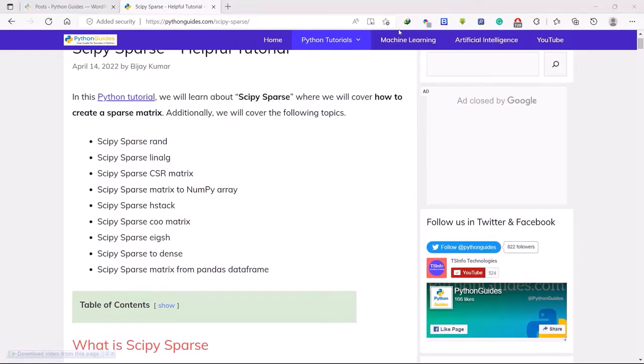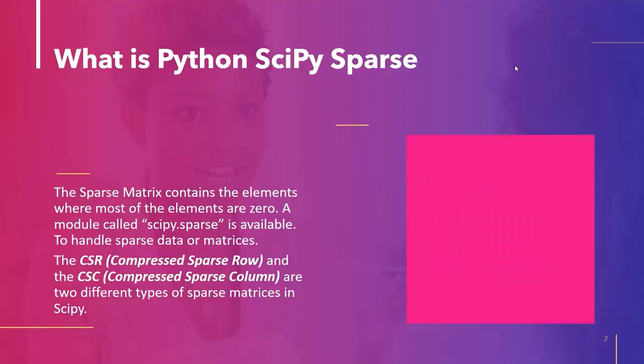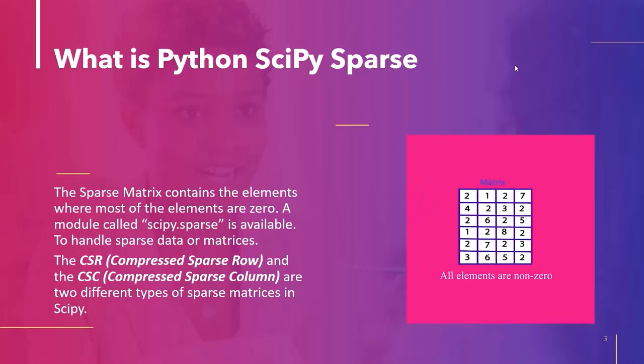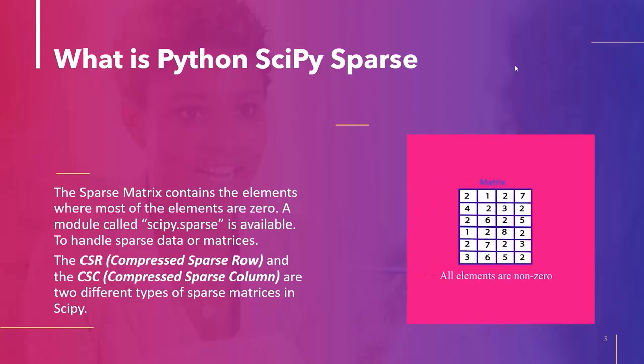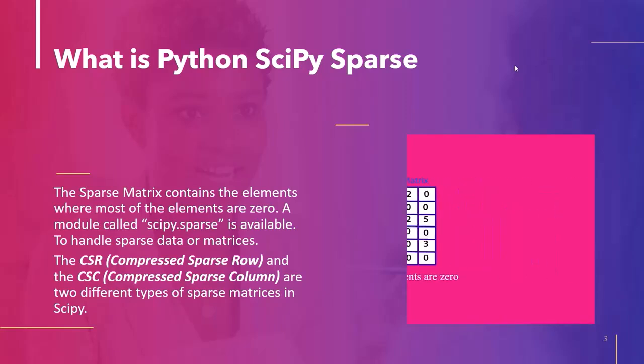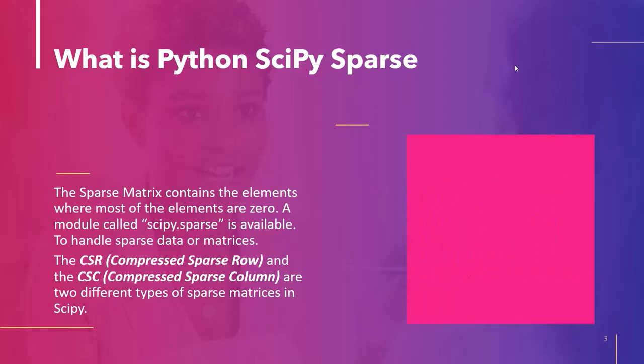Now move to the first topic. What is Python SciPy sparse? A sparse matrix is made up of elements, most of which are 0. SciPy has two forms of sparse matrices, CSR, compressed sparse row, and CSC, compressed sparse column. There is a SciPy module, scipy.sparse, that works with sparse data or matrices.